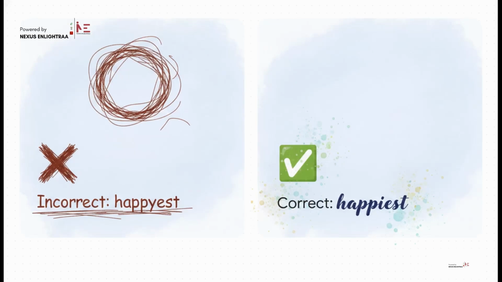Just compare happiest, spelled with a Y, to happiest, spelled with an I. The version with the I is so much cleaner, isn't it? The I seamlessly connects the base word to the suffix without breaking our visual rhythm. It just looks right to the trained reader's eye.